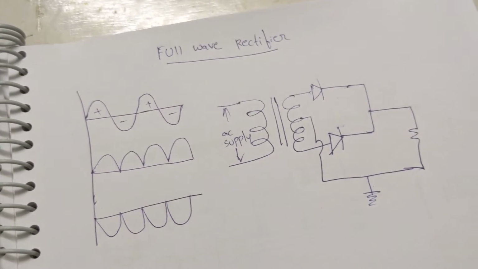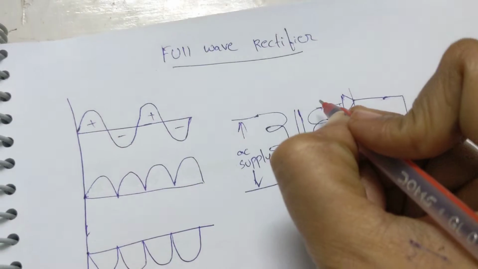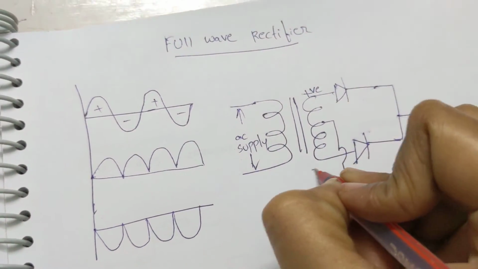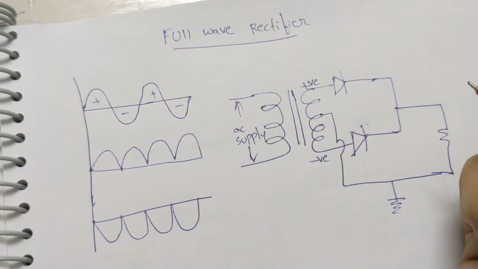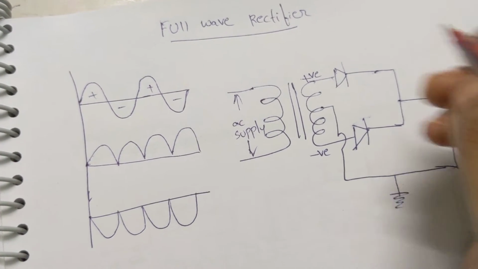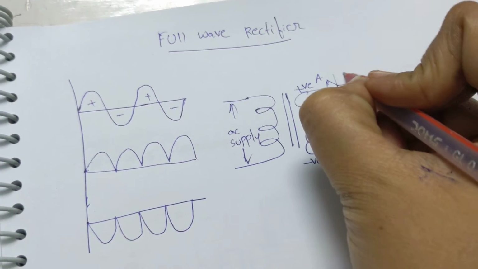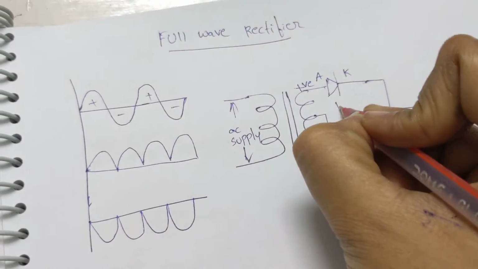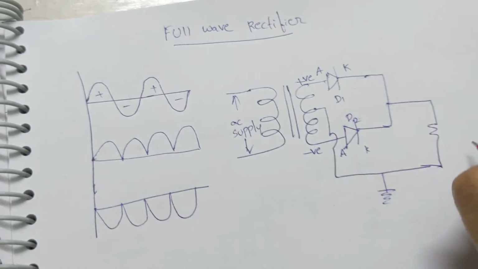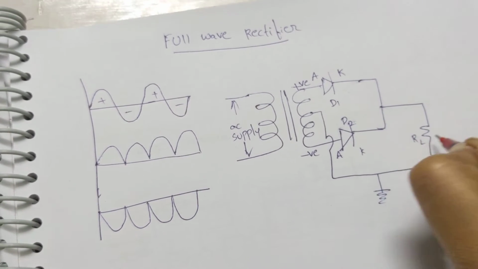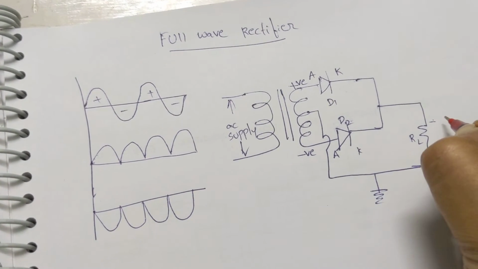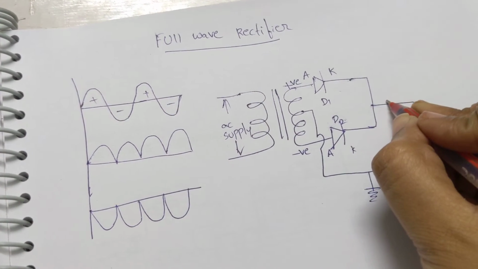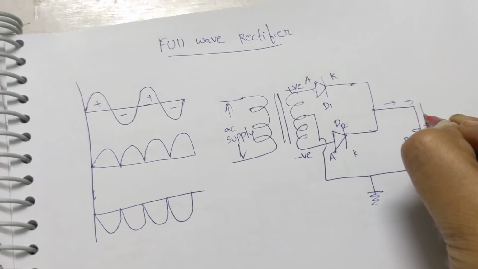Now, this is the positive of my transformer. This is the negative of the transformer. Similarly, this is the anode, this is the cathode. This is the anode and this is the cathode. This is diode 1 and diode 2, and load resistance RL, across which the voltage will appear, because you are considering the current will come from this direction. So it will be positive.